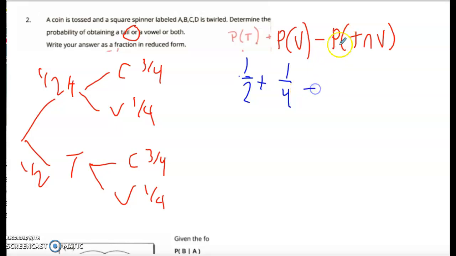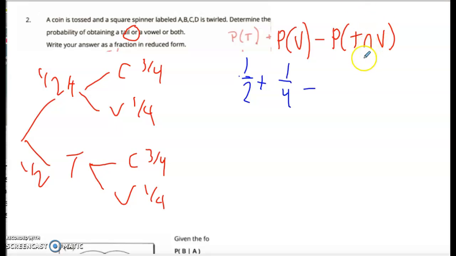But what if you got a tail and a vowel? And so that would be this situation right here. And that means it already happened. It already got counted for the tail and it was counted in the vowel. So this half and a quarter are both taking that into consideration. So I'd have to subtract that event.